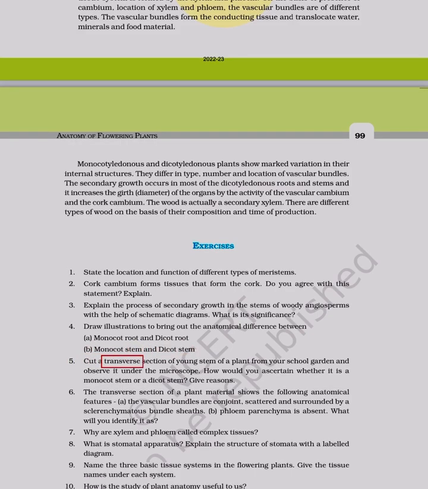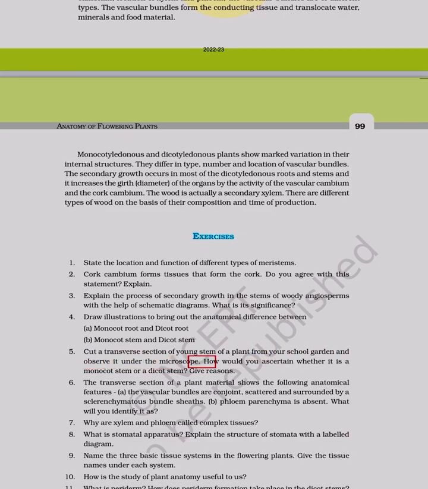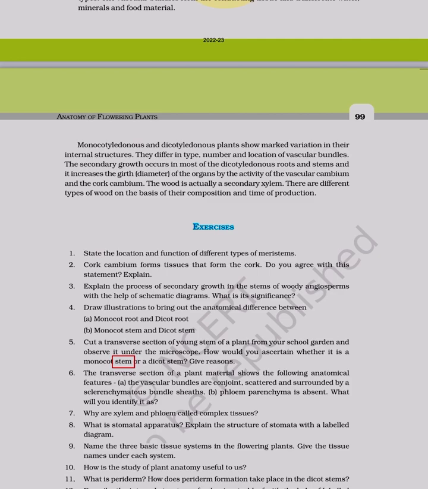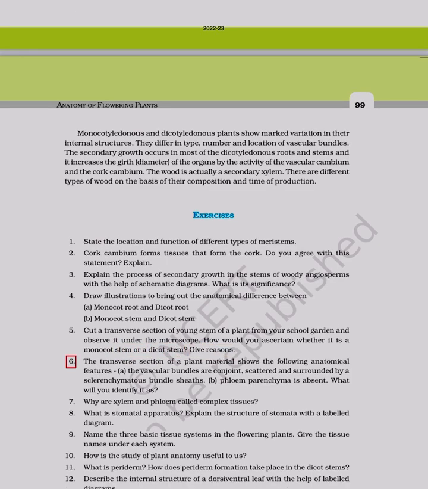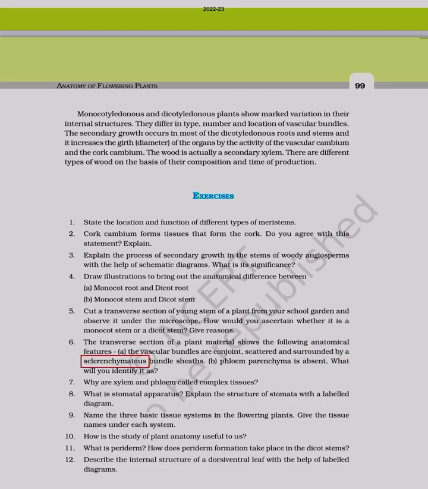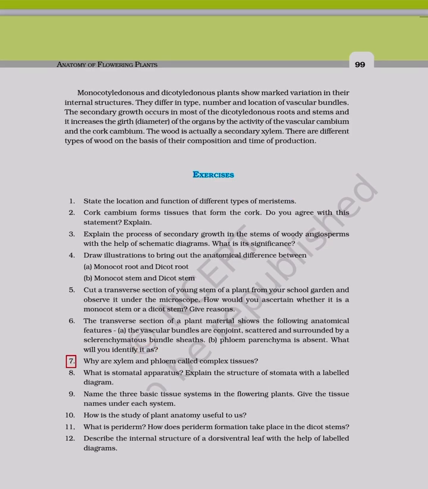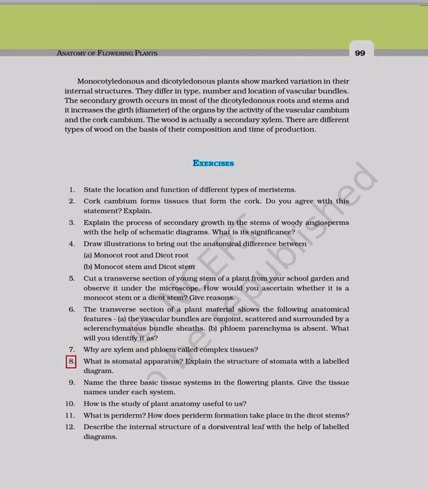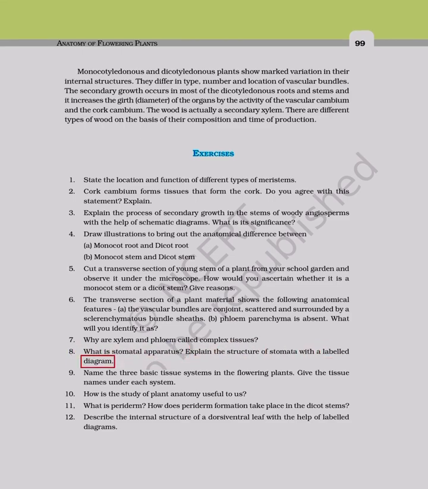5. Cut a transverse section of young stem of a plant from your school garden and observe it under the microscope. How would you ascertain whether it is a monocot stem or a dicot stem? Give reasons. 6. The transverse section of a plant material shows the following anatomical features: the vascular bundles are conjoined, scattered and surrounded by sclerenchymatous bundle sheaths. Phloem parenchyma is absent. What will you identify it as? 7. Why are xylem and phloem called complex tissues? 8. What is stomatal apparatus? Explain the structure of stomata with a labeled diagram.